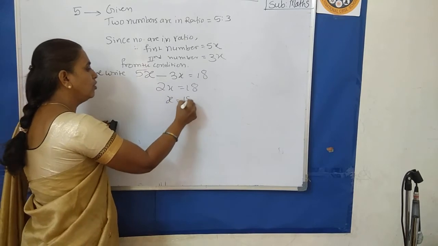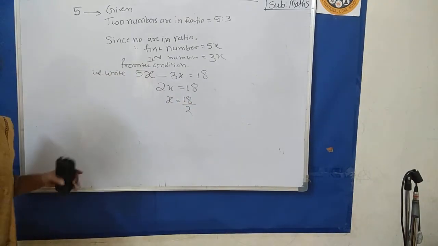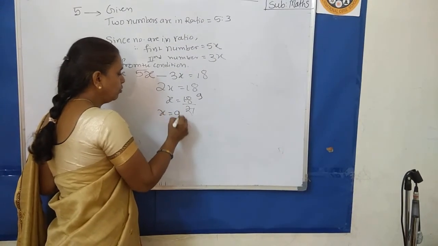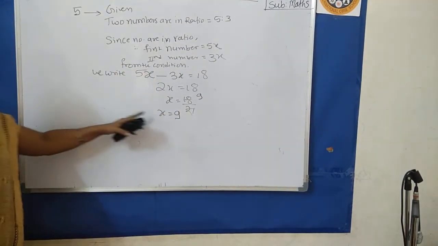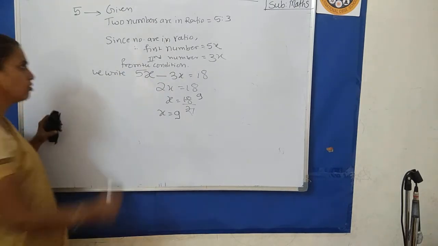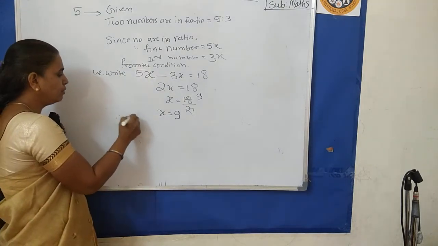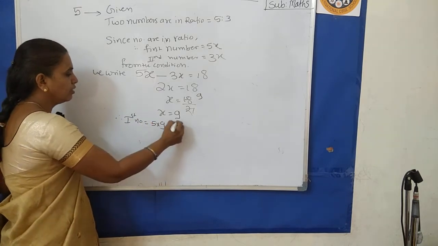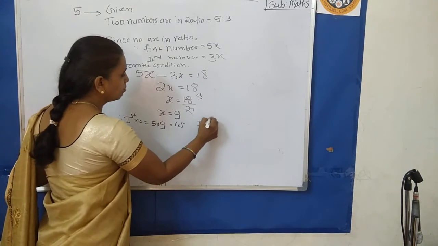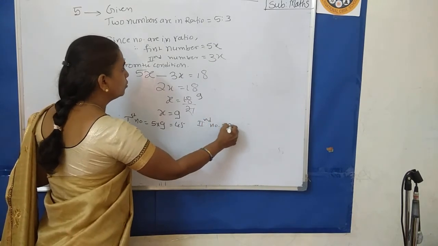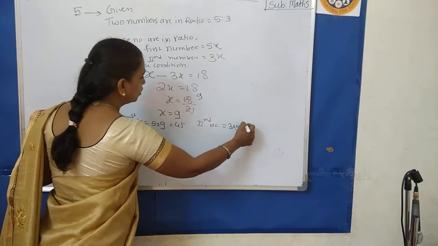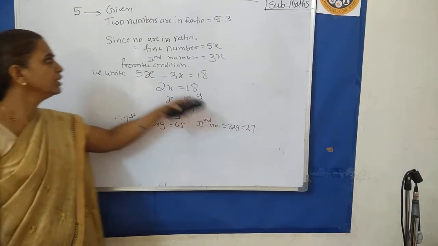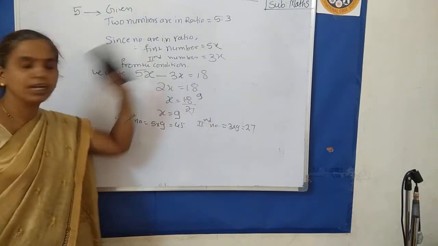Then x is equal to 18 upon 2. Transposing 2 towards the right. 2 ones are 2, 2 nines are 18. So x is equal to 9. And now find out the numbers. So therefore, the first number is equal to 5 into 9, that is equal to 45, and the second number is equal to 3 into 9, that is equal to 27. And by verification we can write 45 minus 27, that is, they differ by 18.